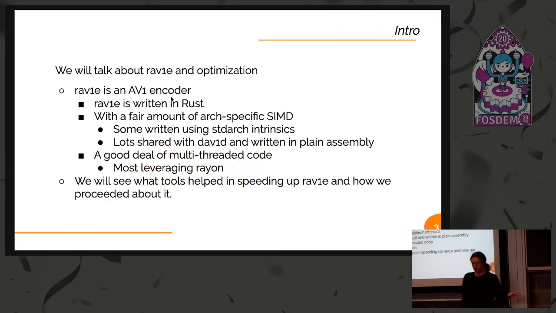So, what is rav1e? rav1e is an AV1 encoder. It's written in Rust. Currently, it does have a large amount of SIMD, either by importing what is written in David in plain assembly, or written directly using the Rust intrinsics provided by stdarch. It does have a good deal of multi-thread code, and most of it is leveraging rayon because we are lazy.